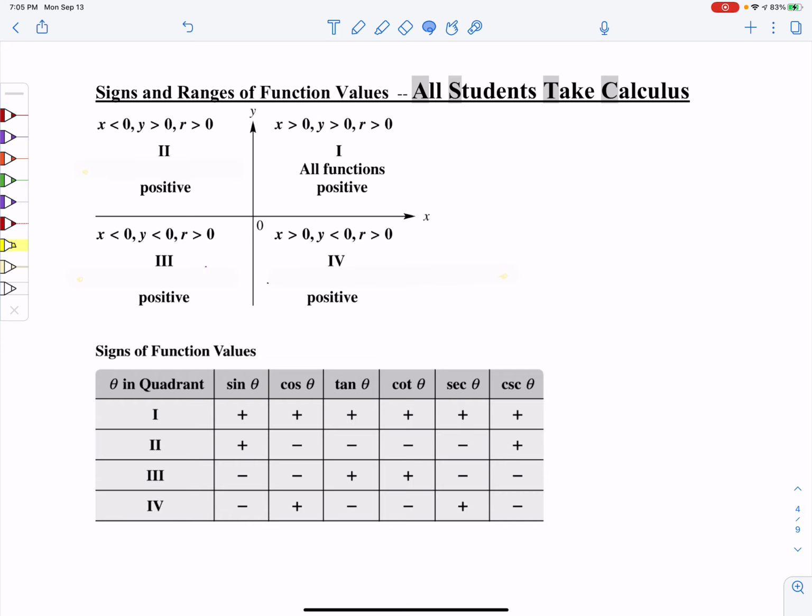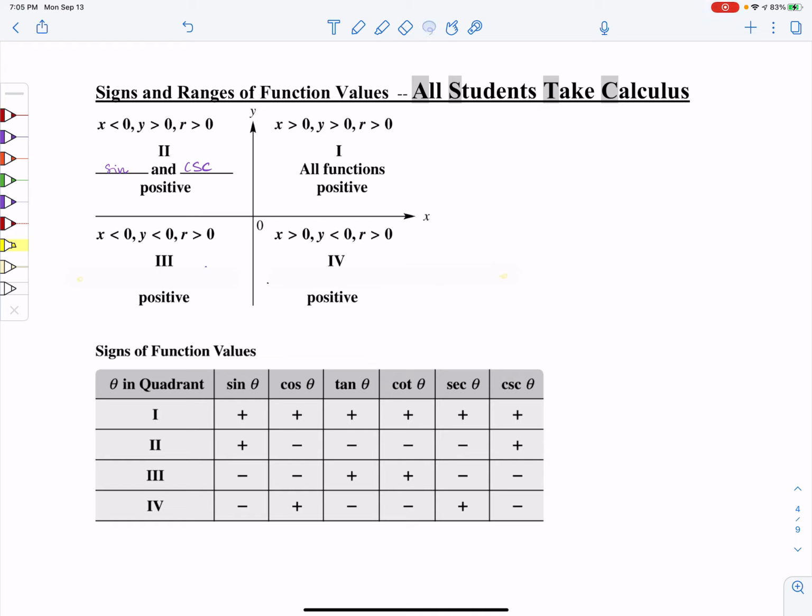In the second quadrant, according to just pre-algebra concepts, my x's are negative and my y's are positive. So my sine and my cosecant are going to be the only positive values. Remember, sine is y over r, and cosecant is r over y. Well, r's are always positive no matter what, at least for now. And since my y is positive there, all the other functions are going to be negative because they use an x in them.